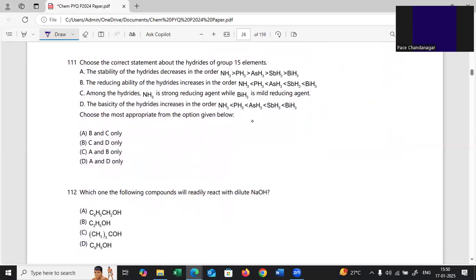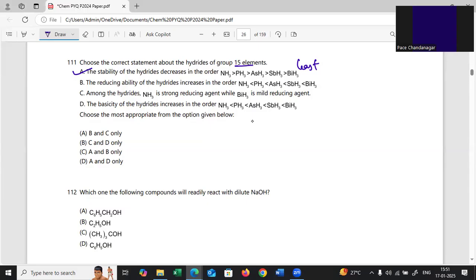Hydrides of a group of elements. Stability order of the group 15 elements. Stability of the hydrides decreases in this order. They say NH3 is more stable than PH3, correct. BiH3 is least stable. Yes. Thermal stability decreases down the group, because as you go down, the element is much bigger, so it is easy to release the hydrogen. The stability decreases. Yes, this option is correct.